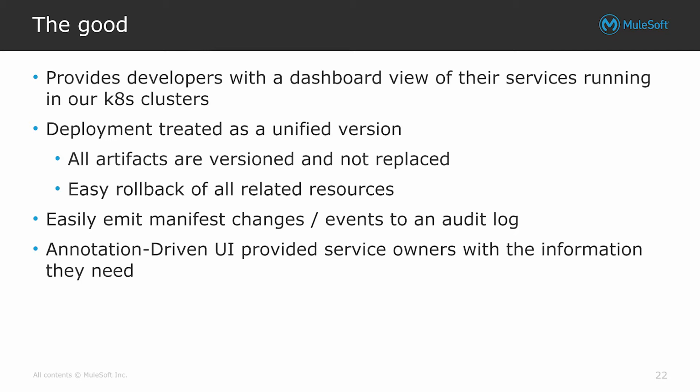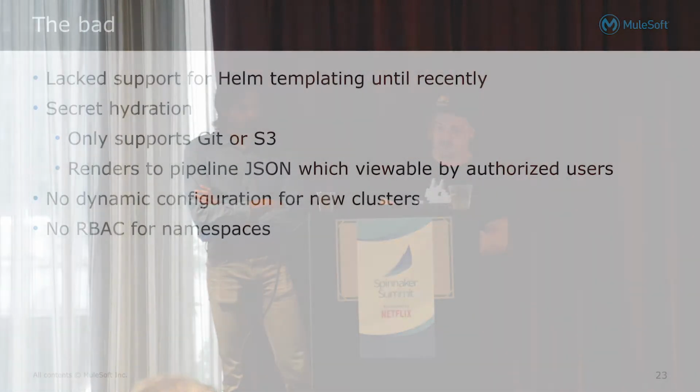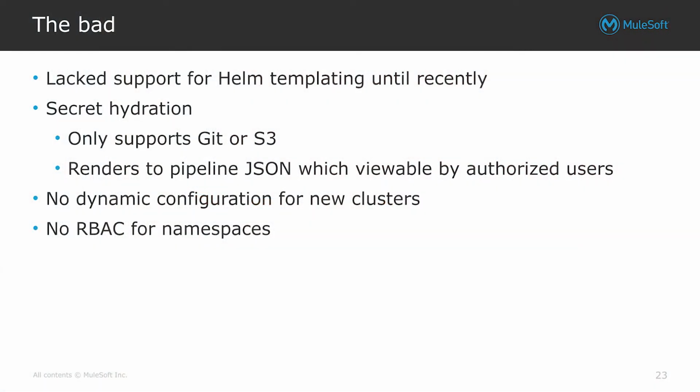Easily emit manifest changes and events to an audit log. We have all Spinnaker logs and pipeline logs going to our logging infrastructure, so it's great to have that nice view of it. And then annotation-driven UI. Basically, you can add annotations to your manifest to make Spinnaker do all sorts of things with it, especially for Kubernetes. And it's good to see that they're following the model that Kubernetes has set forward, and it's really, really powerful. So the bad that we saw at first: it lacks support for Helm templating.